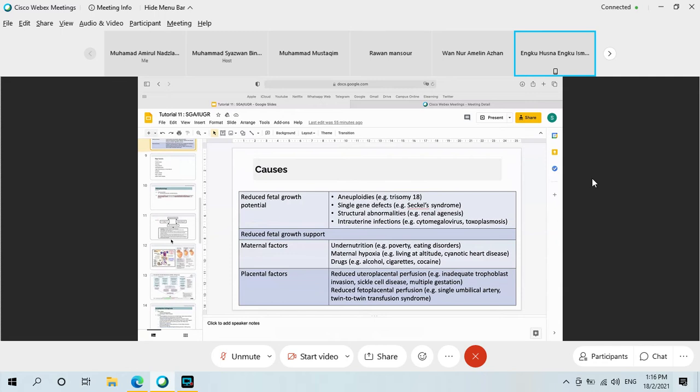What was your question, dear? In what condition does IUGR have normal percentile? They said IUGR can also have a normal placenta, normal growth rate, not necessarily SGA. So in what condition does that happen?